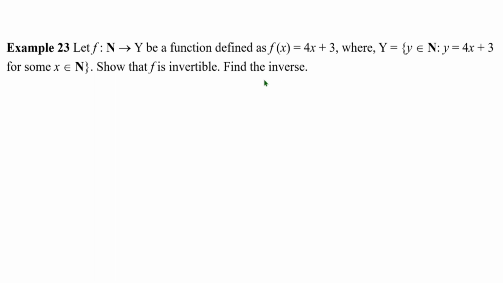So here it is given, f is a function from the set N of natural numbers to Y defined by f of x is equal to 4x plus 3, and the set Y is defined as the set of all y belongs to N such that y is equal to 4x plus 3 for some x belongs to N. So we have to show that f is invertible, that is we have to show that g of f is equal to the identity function and f of g is also equal to the identity function, and we have to find the inverse of f.